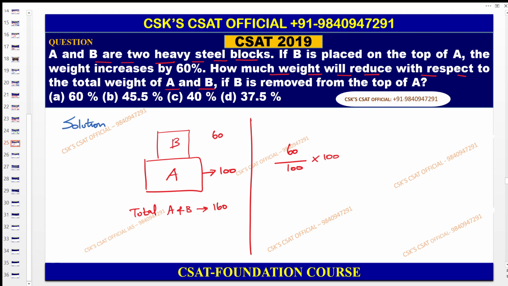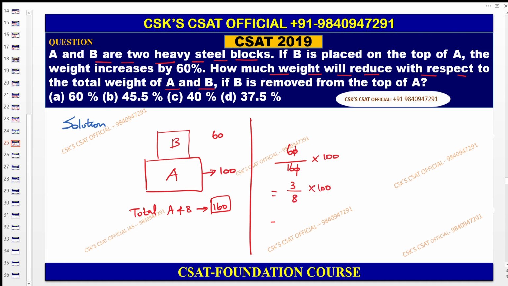The denominator is 160, yes, total. The total here is A plus B. Since the reduction is with respect to the total, it is 160. Fine, very good. Now we can cancel the zeros, then cancel again with 2 table. Then it is 3 by 8 times 100.